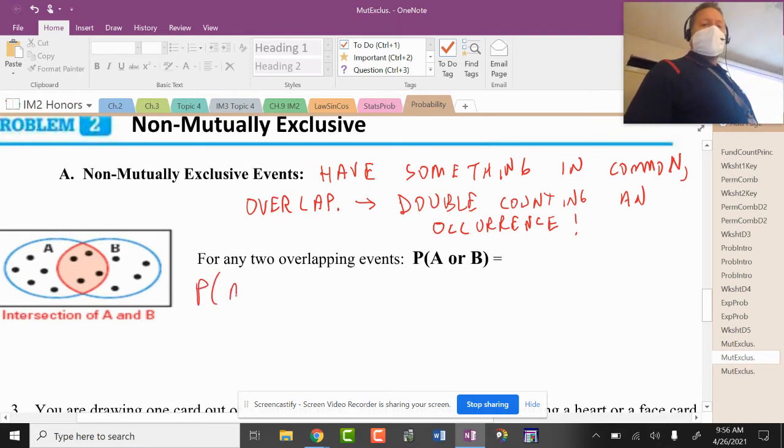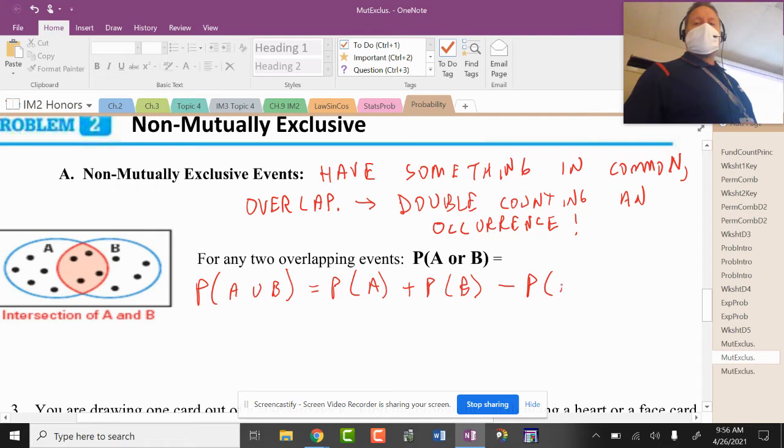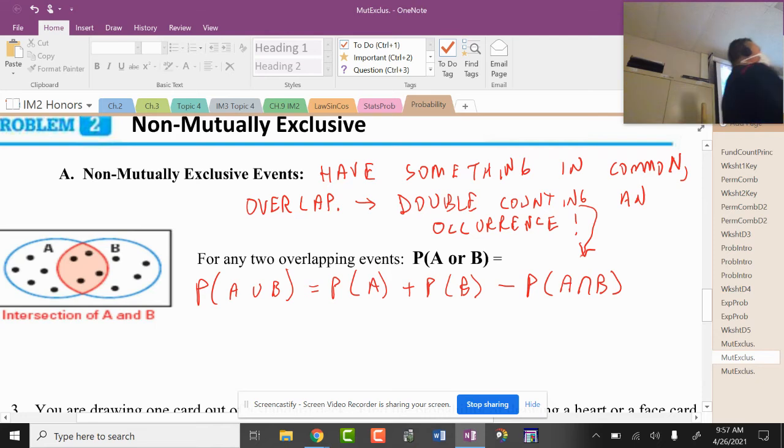So here's the formula. You are unioning two events. What's the probability of this or that? So it does start off, sure, you add those. But then what you have to do is take the probability of both occurring, meaning the overlap. You've got to subtract out the repetitiveness of the scenario.